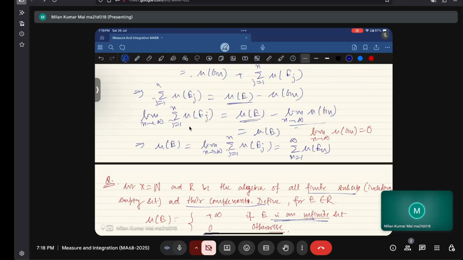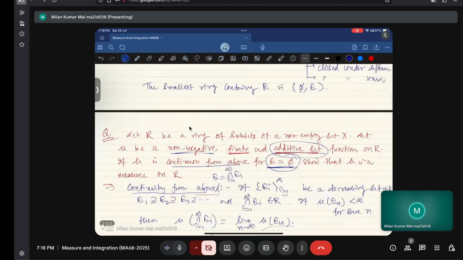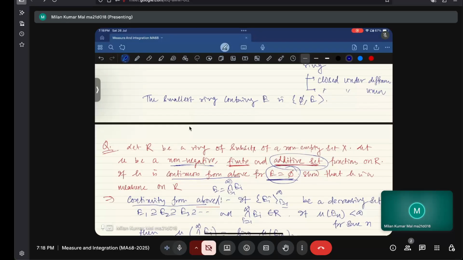So this is not tough, but it is a little tricky. Let me recall what we have done here. The question is: let R be a ring of subsets of a non-empty set X, and mu is a non-negative, finite and additive set function. Finite means that for any set E in R, mu of E has to be finite. Second, additive means that if we take E and F, two sets in R, and E intersection F is empty, then mu of E plus mu of F is equal to mu of E union F. This is what additivity means.